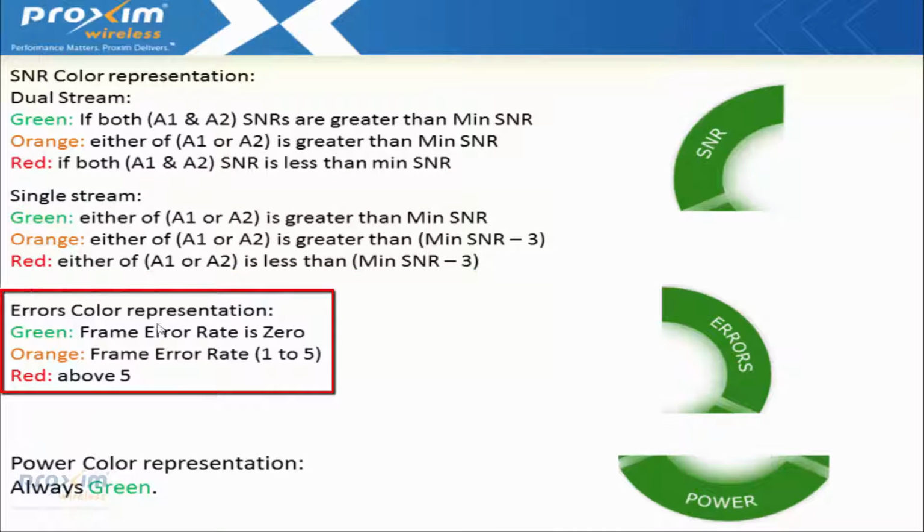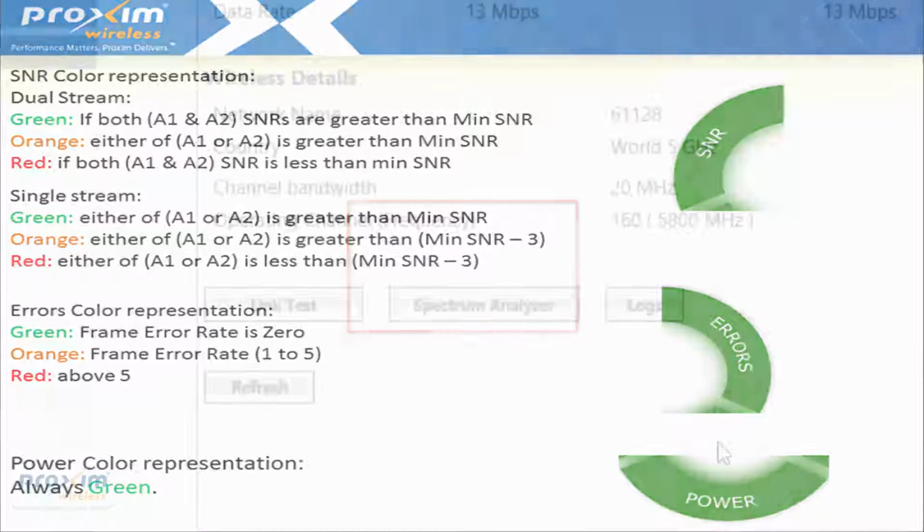Okay. Down here for the errors, green is when the error rate is 0. Then the error rate is 1 to 5, and then it's above 5. So if you accumulate a lot of errors, this is going to turn red, and it's going to kind of change. And then the power just always stays green.